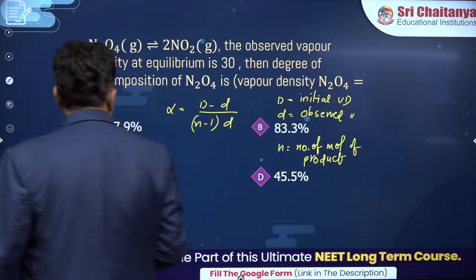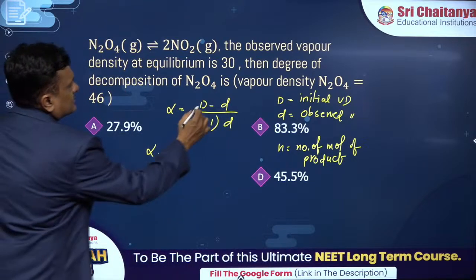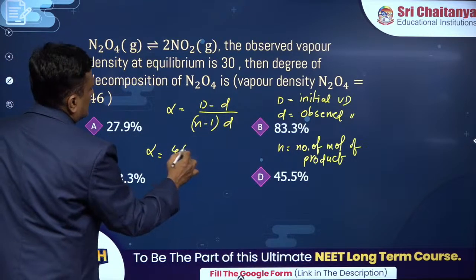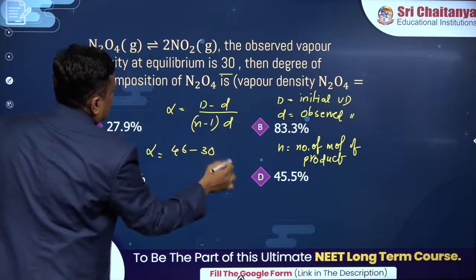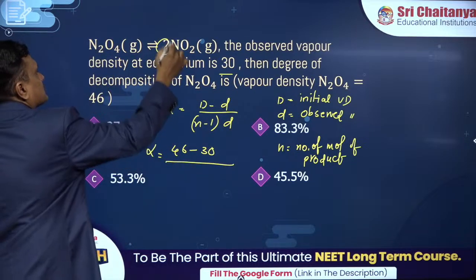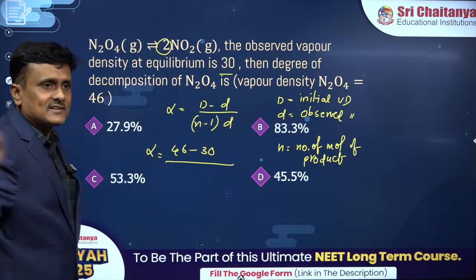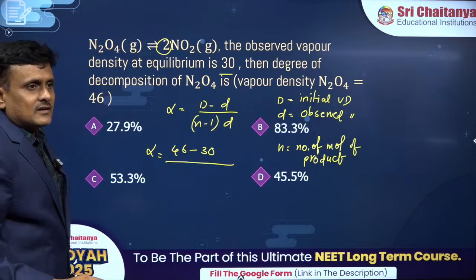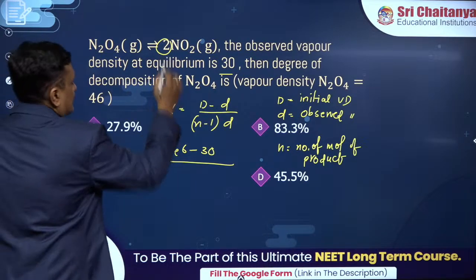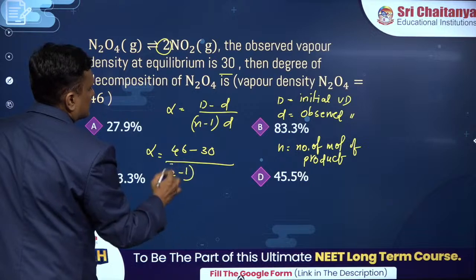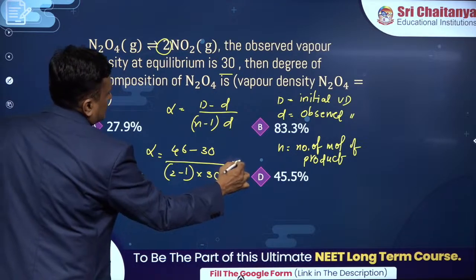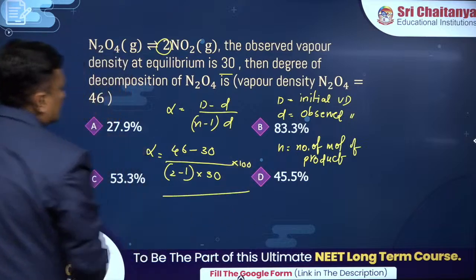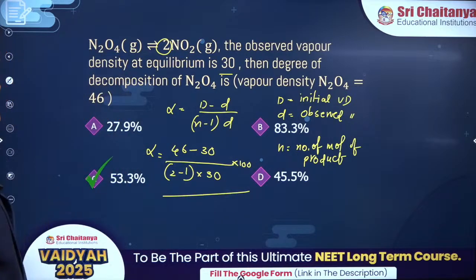So without wasting the time, let's substitute the values. Capital D is given to us as 46, minus small d is given as 30, divided by n, number of moles of products, not delta n, friends, not delta n, only n, that is 2 minus 1, into small d, which is 30, and you are finding out in percentages, so you multiply this by 100.